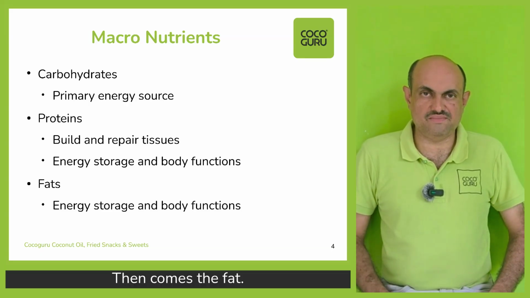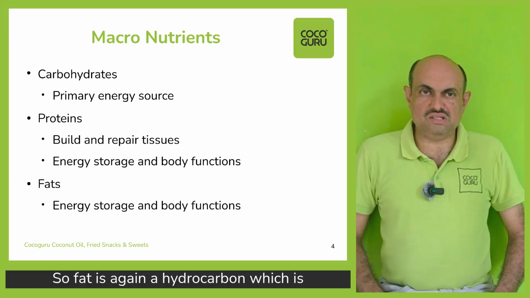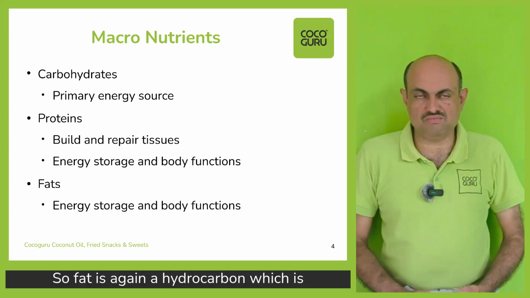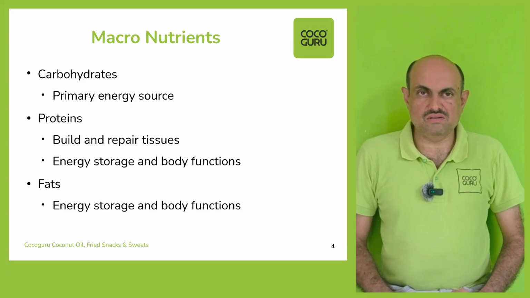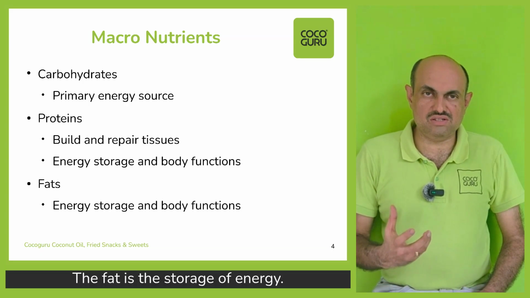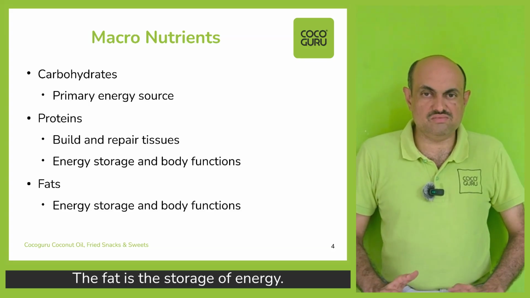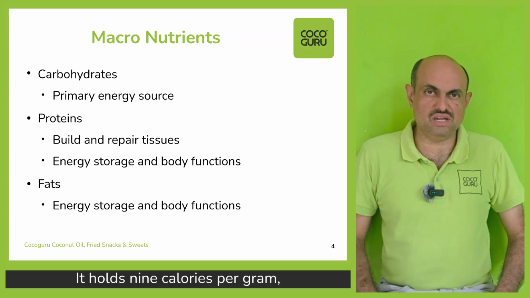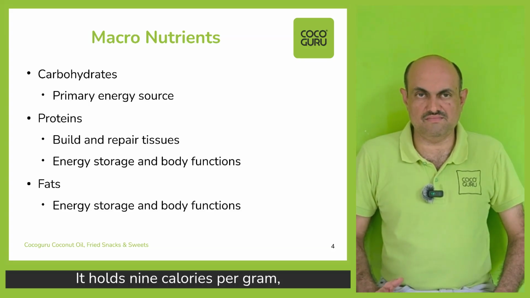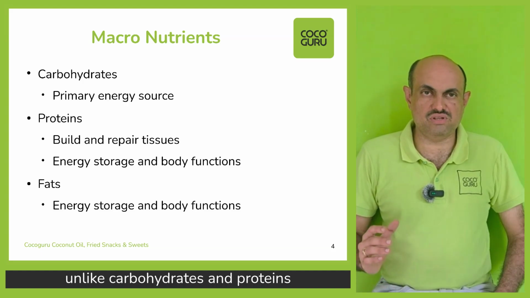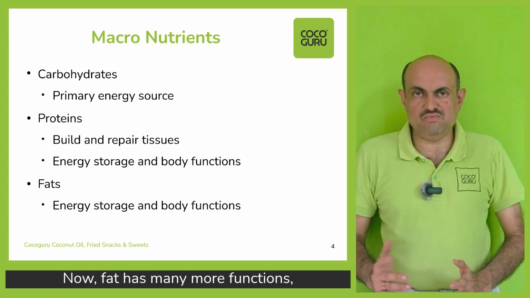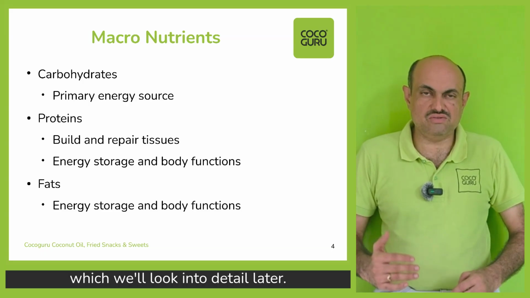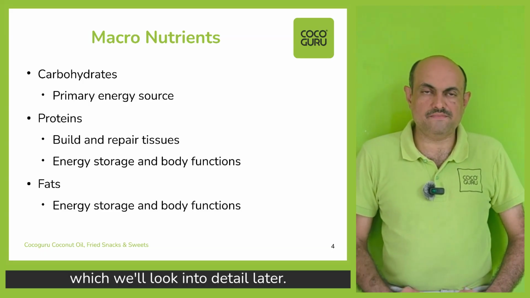Then comes the fat. Fat is again a hydrocarbon, made of carbon, hydrogen, and oxygen. The fat is the storage of energy. It's much more efficient. It holds 9 calories per gram, unlike carbohydrates and proteins, which hold 4 calories per gram. The fat has many more functions, which we'll look into in detail later.